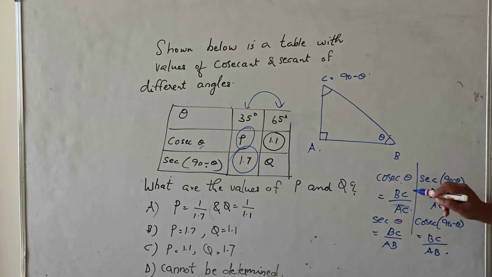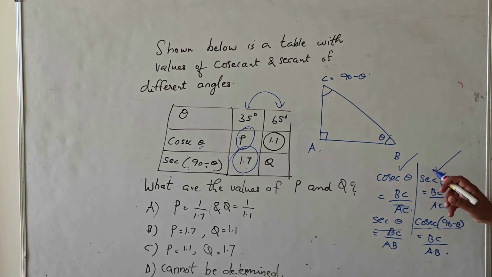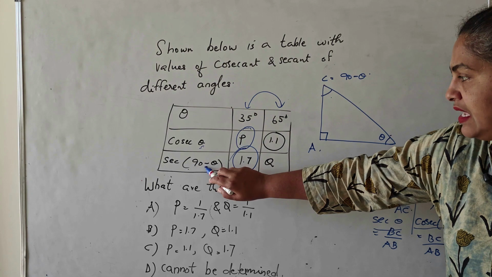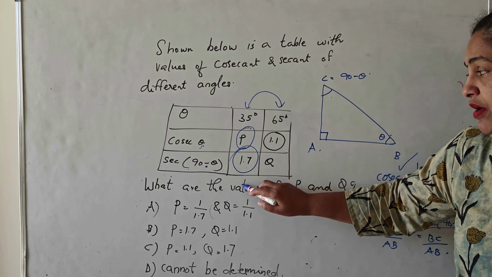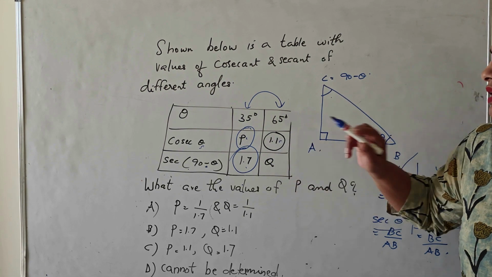Now, what do you notice? Cosecant theta and sec 90 minus theta have the same value of BC by AC, and sec of theta and cosecant 90 minus theta have the same value. So, from here you can see that cosecant theta and sec 90 minus theta have the same value. So, P is equal to 1.7 and Q is equal to 1.1.